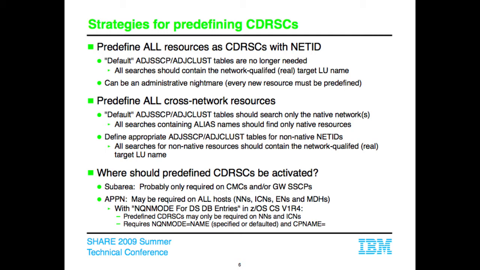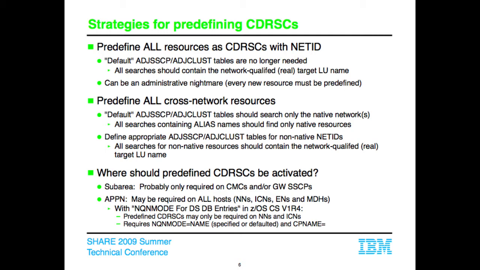But trying to keep track of every resource in the network, both your network and in adjacent customer networks that you need to keep track of, can be an administrative nightmare. Every time a new resource gets added, you have to add a new cross-domain resource definition. Every time something goes away, if you're cleaning things up correctly, you would want to delete the cross-domain resource definition. So most customers are not willing to predefine all resources as cross-domain resources.